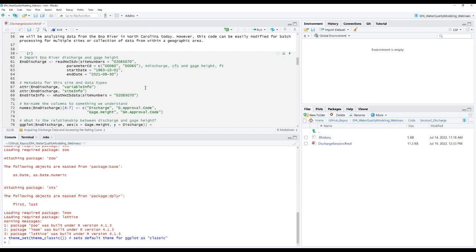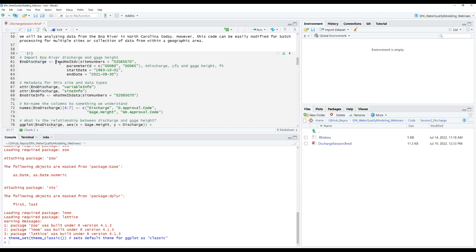So let's go into our second code chunk and our first one that actually deals with data. We are going to make a new object in our environment called Eno discharge. So again, we're looking at the Eno River and we want the discharge data. That's the naming convention that I prefer to just keep track of my data and my objects and what they contain. We will use an assignment operator, so that's the left pointing arrow within R. This allows us to assign something to this object.